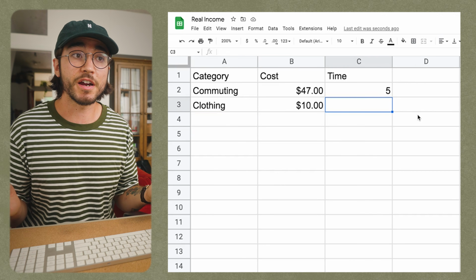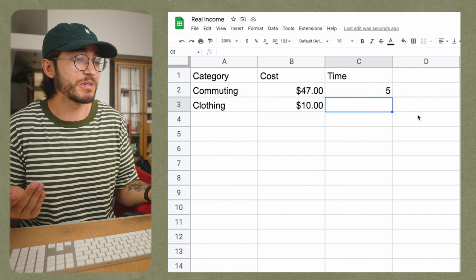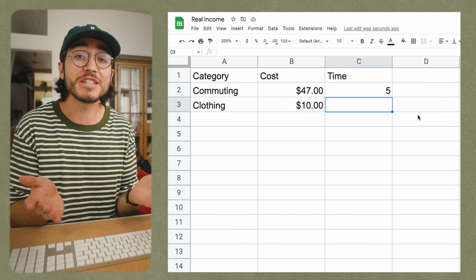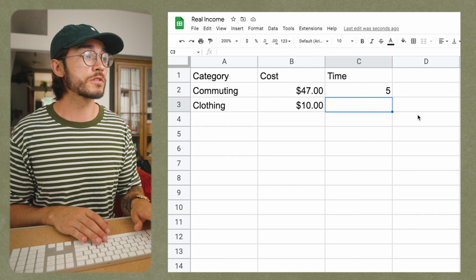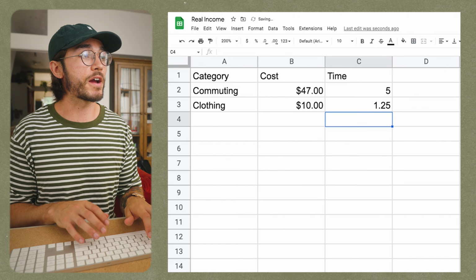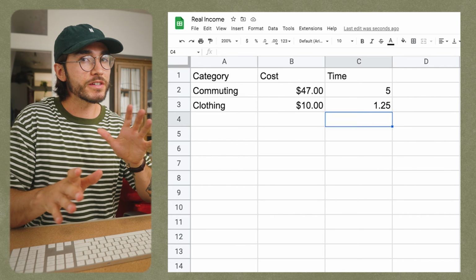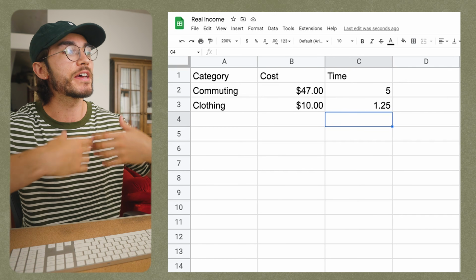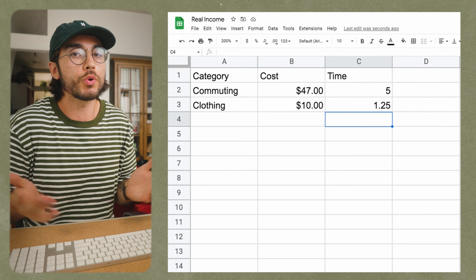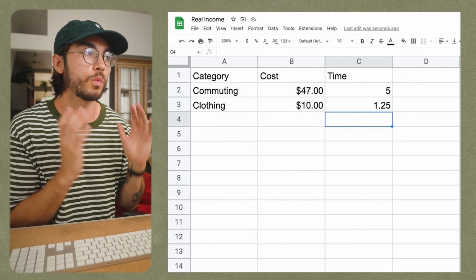And then in terms of time, I'd say that it probably took me something like 15 minutes to get dressed and make sure I look presentable every day to go to work. So that's about 1.25 hours per week. So do you kind of get the idea so far here? Any expense, both monetary and time-wise, that you incurred to do your job effectively, I want you to put here.